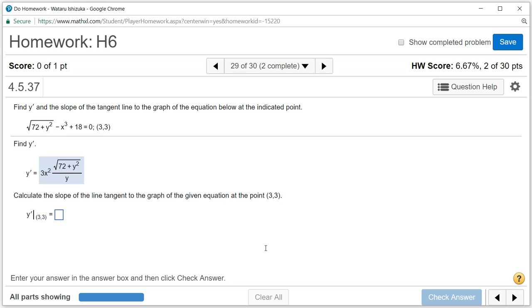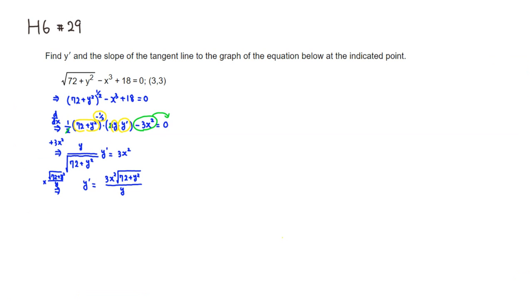Then we want to find the slope of the tangent line at the point (3, 3). The slope of the tangent line can be found by evaluating the derivative at the given point. So let's do that. Let's say the slope of the tangent is m, and we're going to evaluate y prime at (3, 3). So x is 3 and y is also 3. It looks like a 3 is going to be everywhere. So it's going to be 3 times 3 squared.